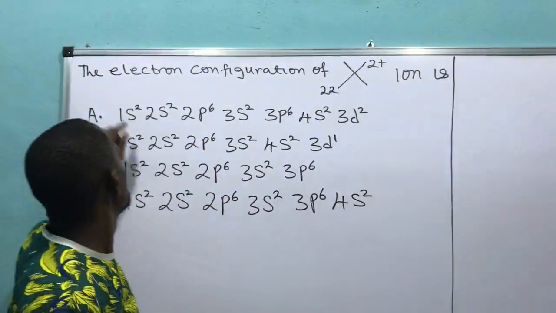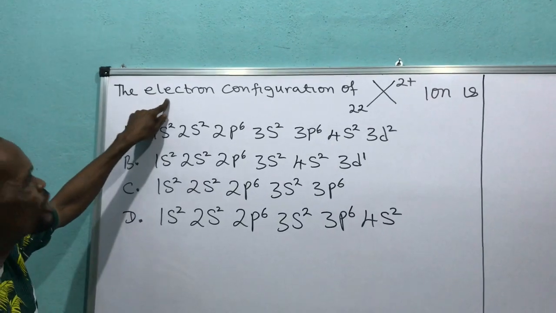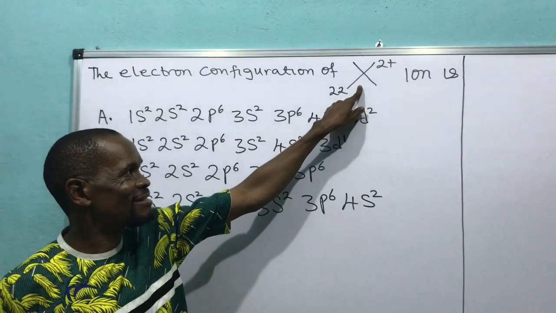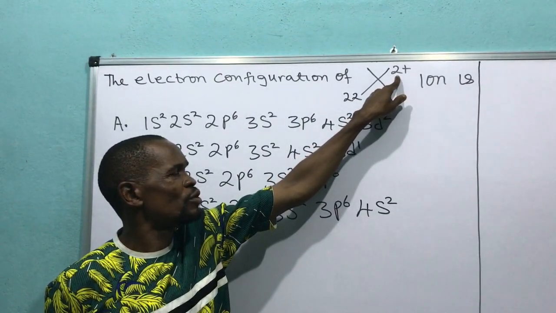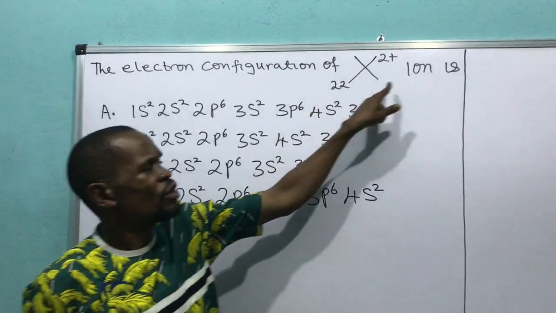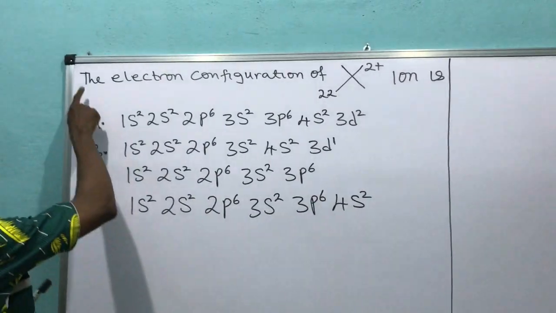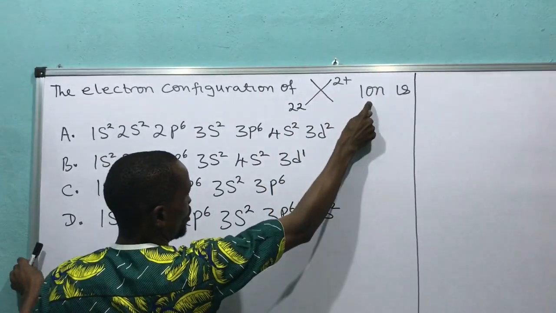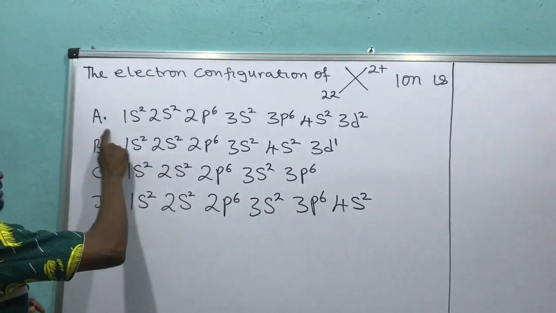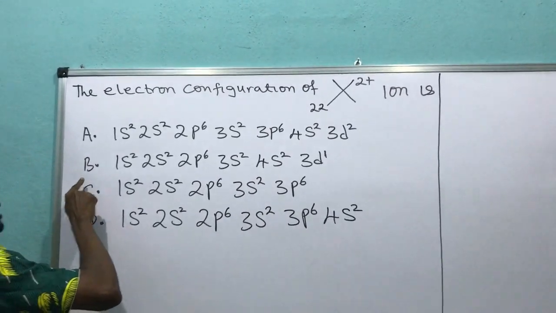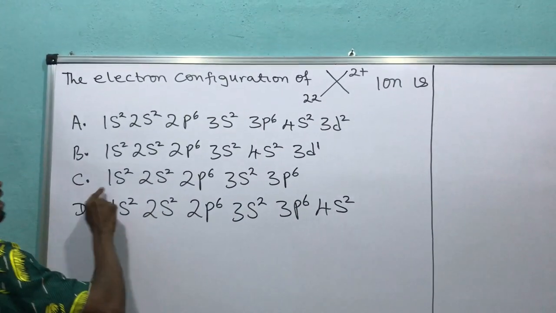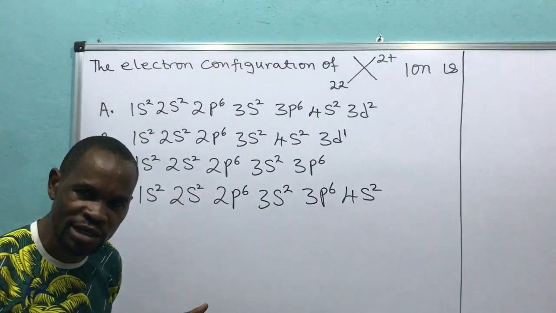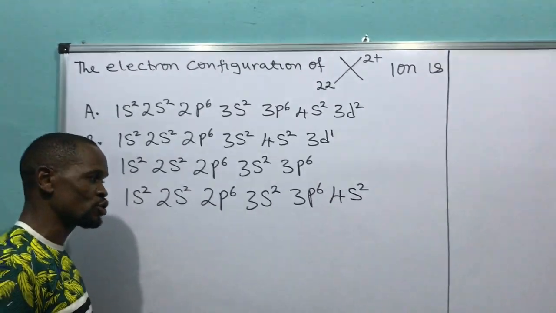B. Now, the question says the electron configuration of the X ion, after losing 2 electrons, is one of the options A, B, C, or D. I don't know the rightful answer until I solve. Then let's go to the solution.